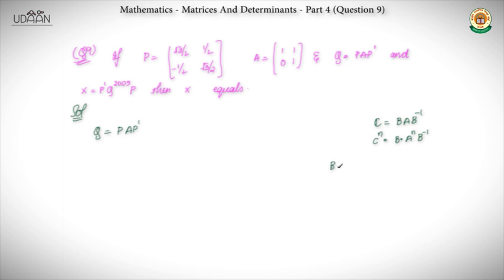See, B into A into B inverse. If I need a C square, for example, C square will be B into A into B inverse, again into B into A into B inverse. And this and this, they are going to cancel. So this becomes B into A square into B inverse. So we have seen that one B and one B inverse result in an identity matrix which gets cancelled. So now C power n becomes B into A power n into B inverse. So this is something which the students should remember.